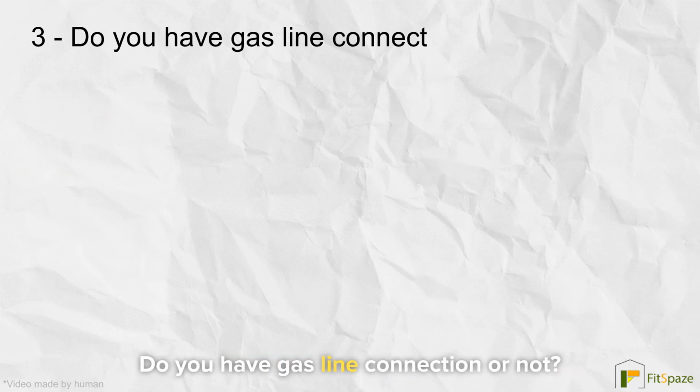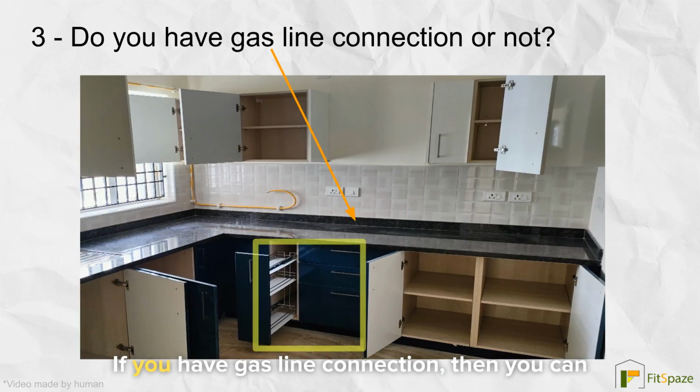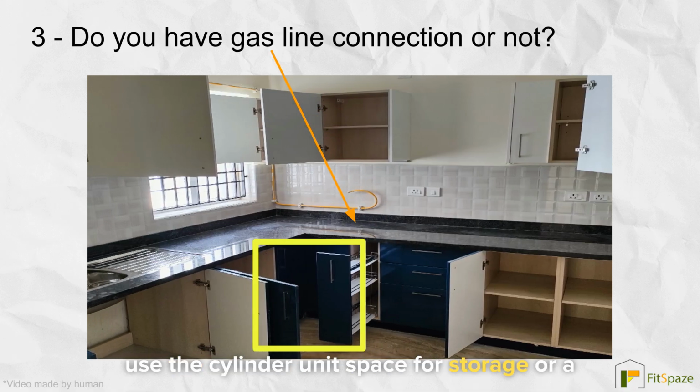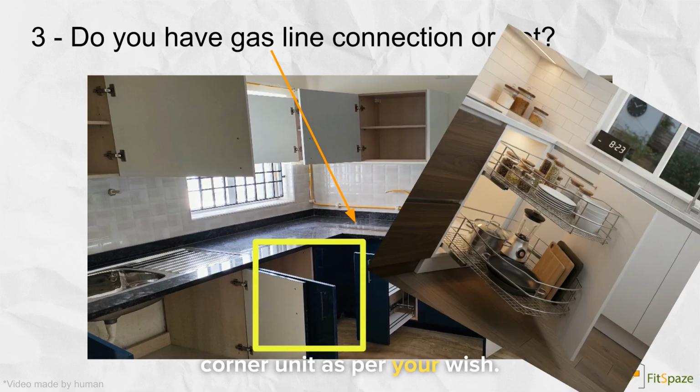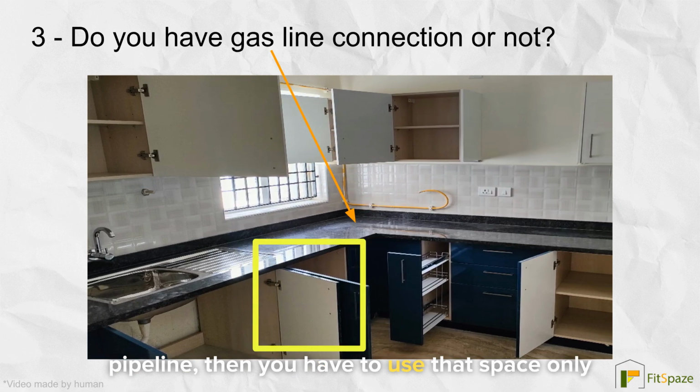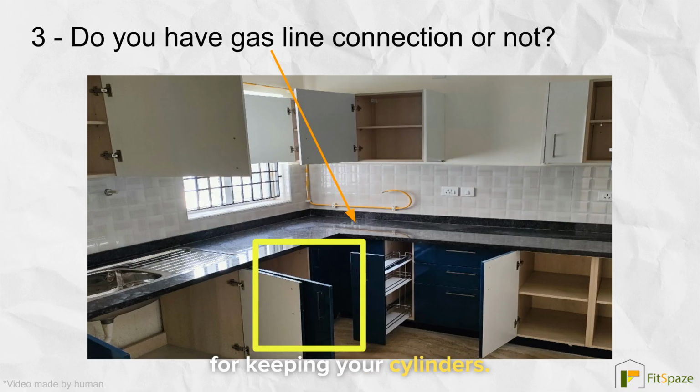Do you have gas line connection or not? If you have gas line connection, then you can use the cylinder unit space for storage or a corner unit as per your wish. On the other hand, if you don't have gas pipeline, then you have to use that space only for keeping your cylinders.